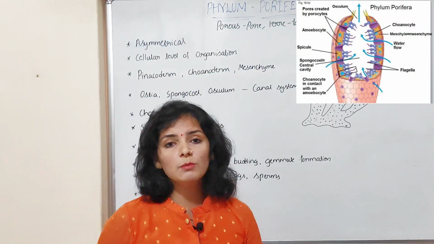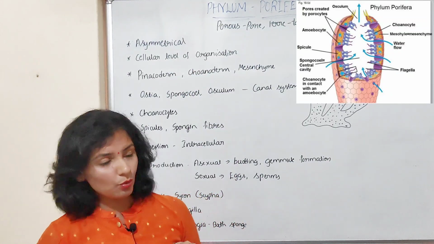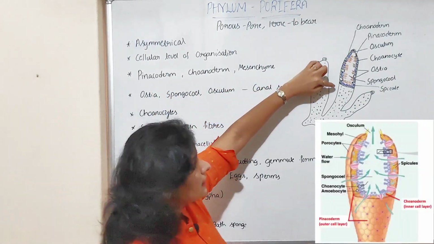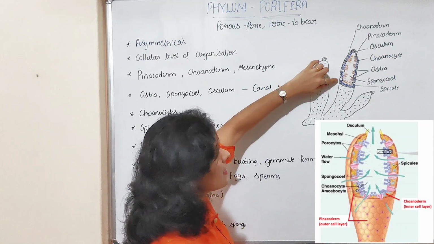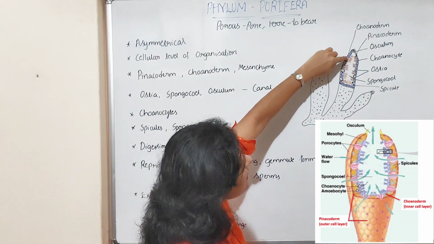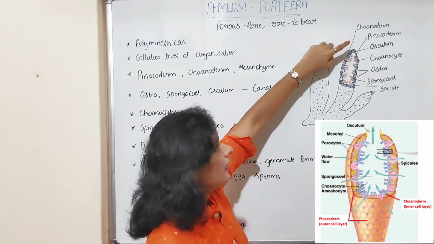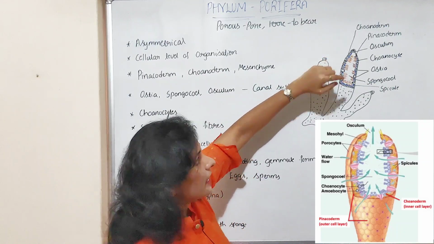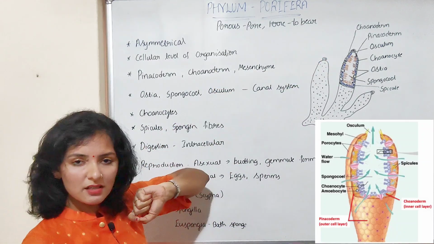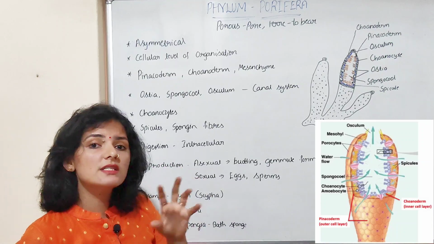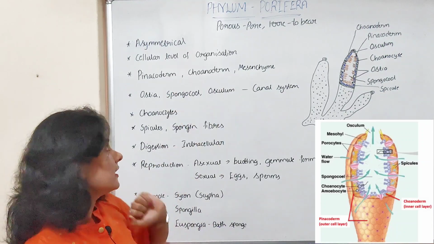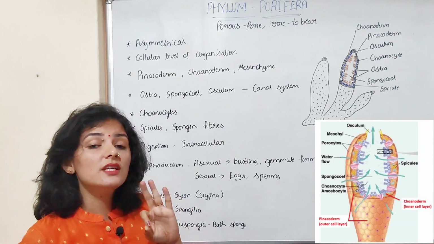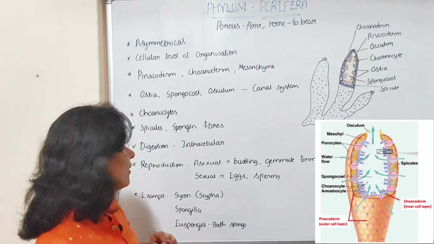Anyhow, these many cells are arranged mainly in two layers, that is pinacoderm and choanoderm. As you can see in this diagram, this outer layer is the pinacoderm layer and this inner layer is the choanoderm layer. In between the pinacoderm and choanoderm is a jelly-like substance or region known as mesenchyme. So all cells are arranged in these three regions of poriferans.